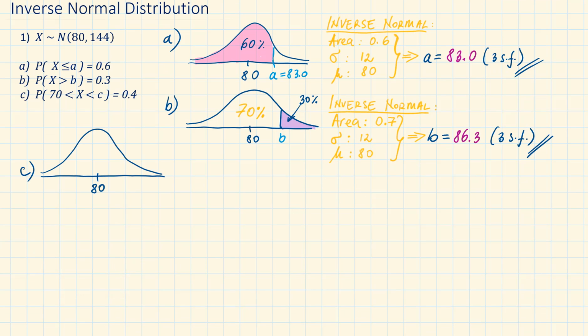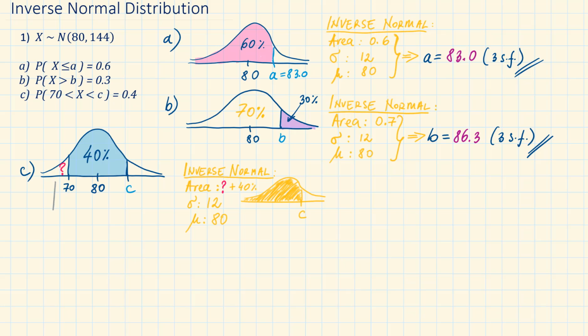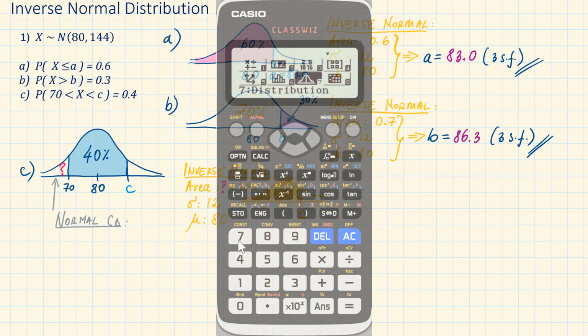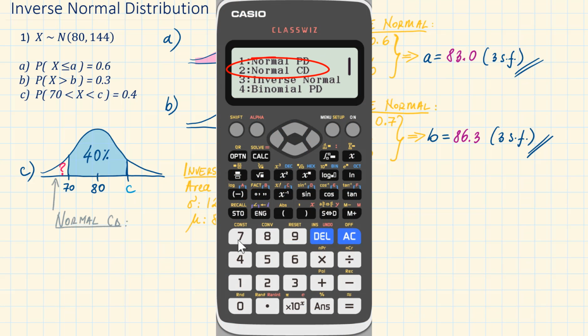Part C. Find C such that the area enclosed by 70 and C is 40%. We need a complete left tail for the inverse normal, so in order to find out the probability or area under 70, we will use the normal CD, normal cumulative distribution function on our calculator. See the previous lesson for more practice on this.